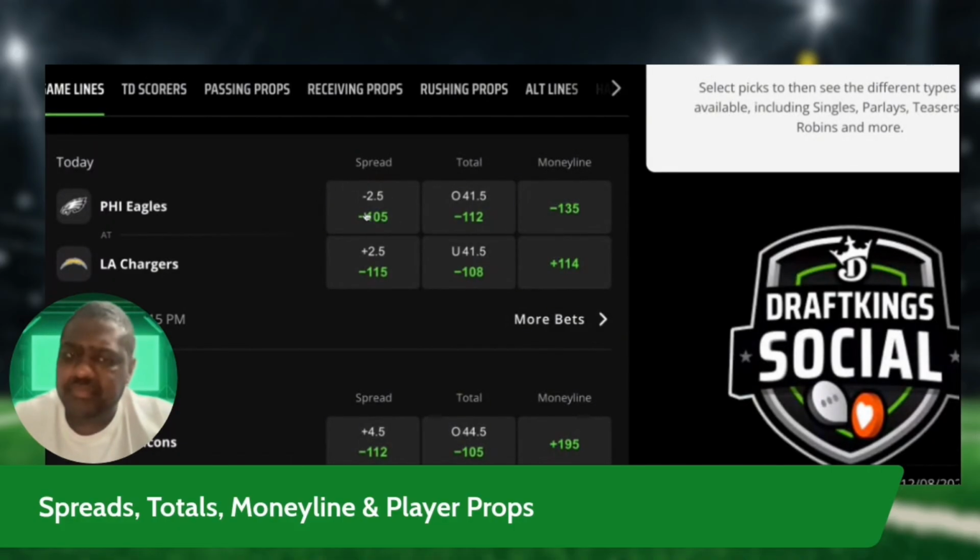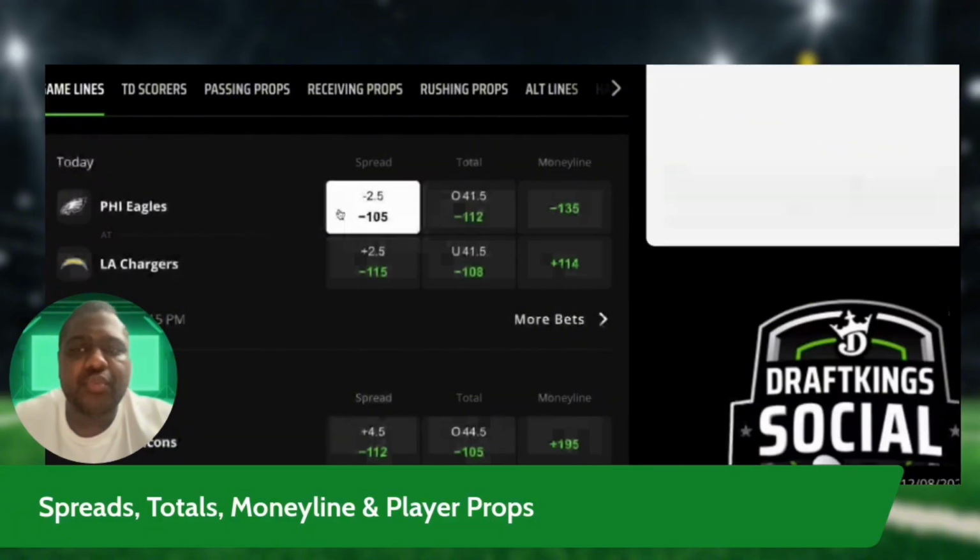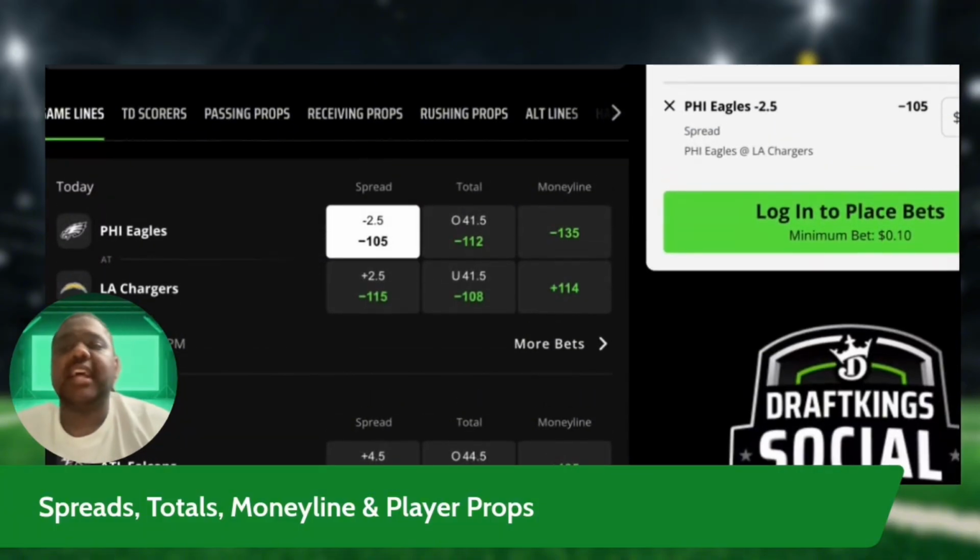You see right here, you have the Eagles spread at minus 2.5. That means the Eagles have to win by 3 or more points. That's all that means, right? Now, if the Eagles were to win by 2, that means your bet has lost because you're taking Eagles minus 2.5. Remember, I told you the 0.5 gets rounded up. So that means you're predicting the Eagles to win by 3 or more. So they have to win by 3, 4, 5, 6, 7, or 8. If the Eagles only win by 1 or 2, this bet loses.